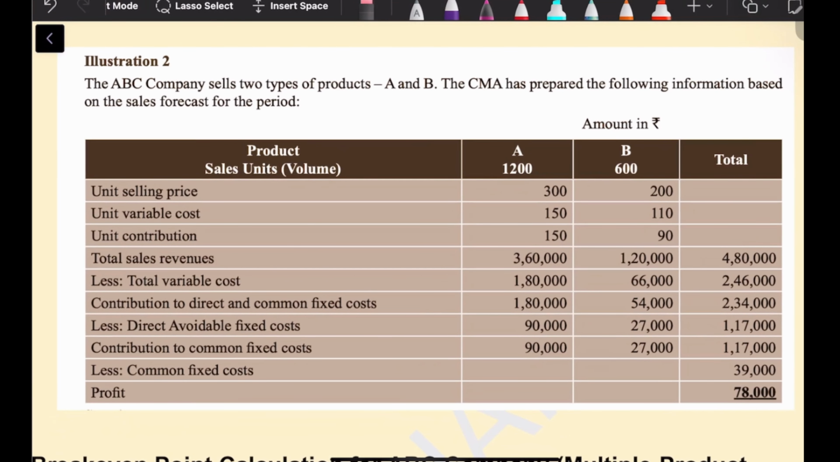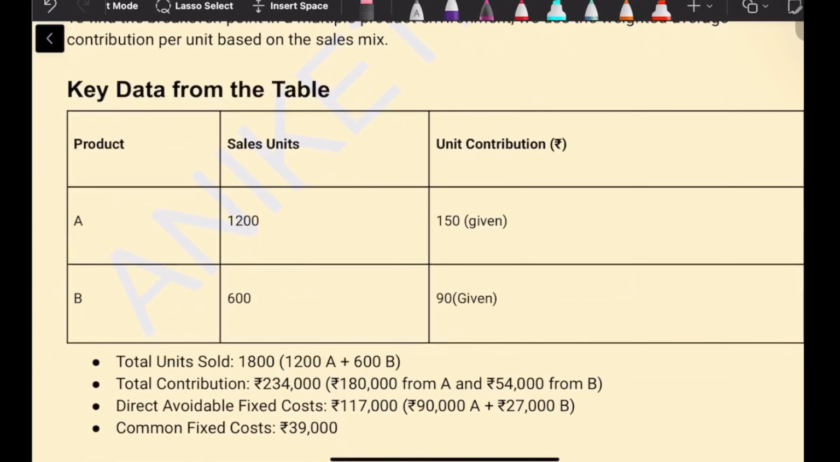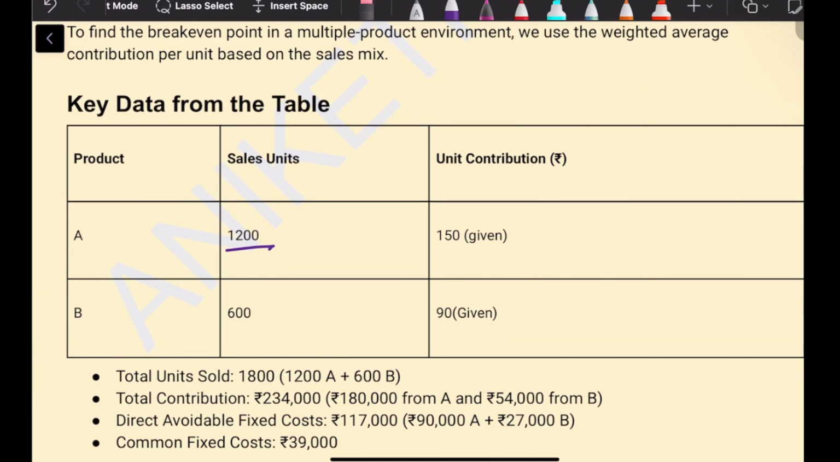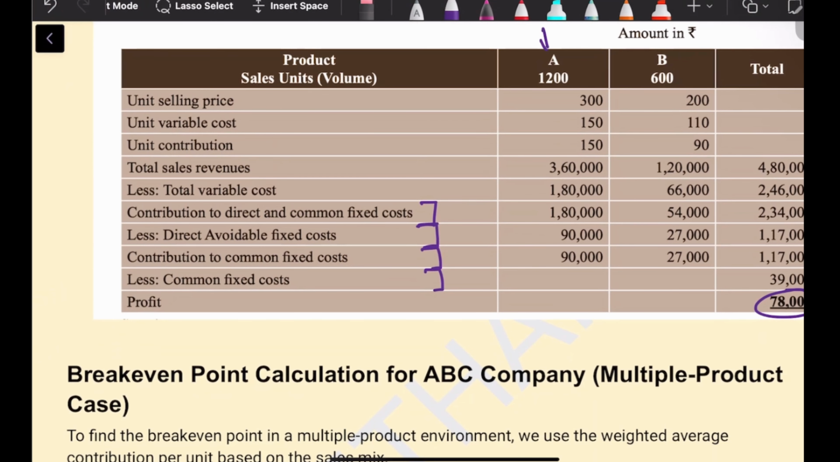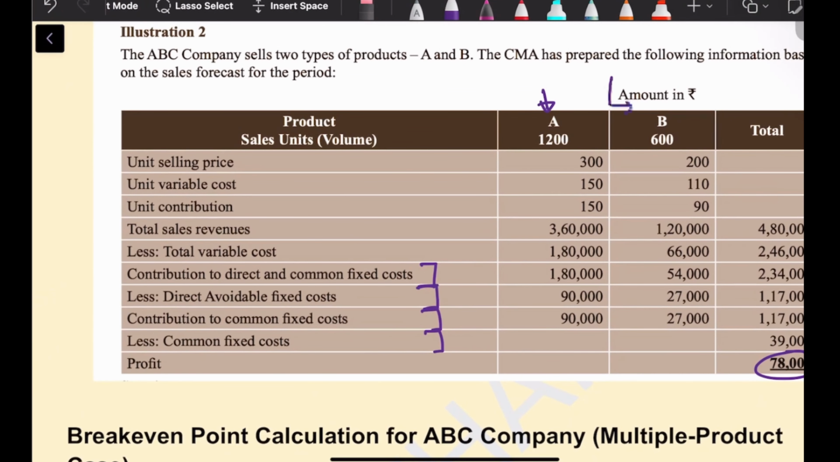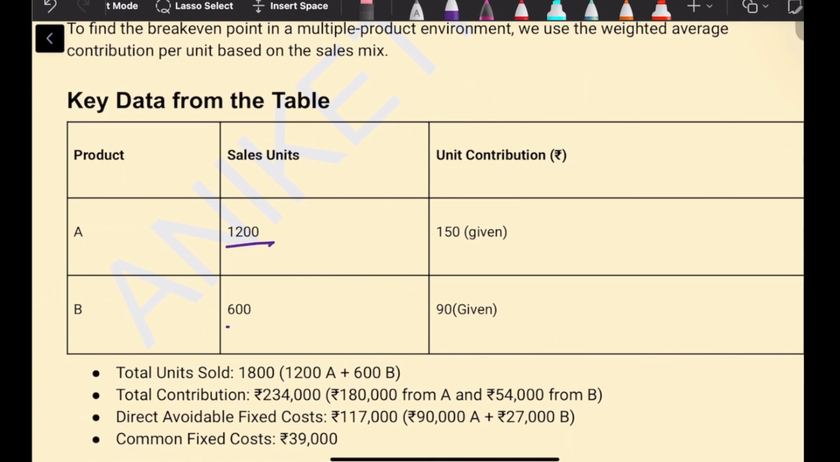The ABC company sells two types of product, A and B. The CMA has prepared the following information based on the sales forecast for the period. What details are given? Unit selling price, variable cost, unit contribution, total sales revenue, less total variable cost, contribution to direct and common fixed cost, less direct avoidable fixed cost, then contribution to common fixed cost, less common fixed cost. So finally you will get profit at the final level only. First, we will understand how many units of A there are: 1200 units. That data is given in the header of the table. Okay, 1200 and 600. So that I am recording.